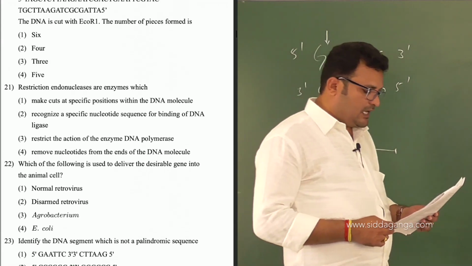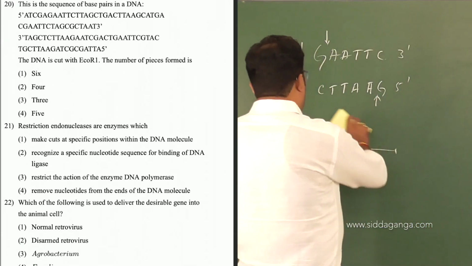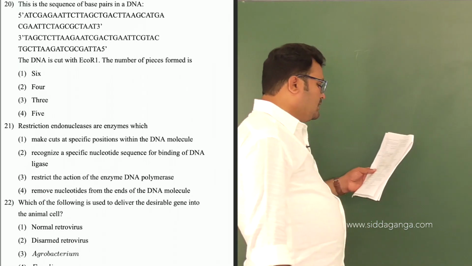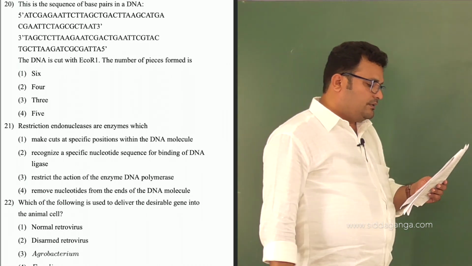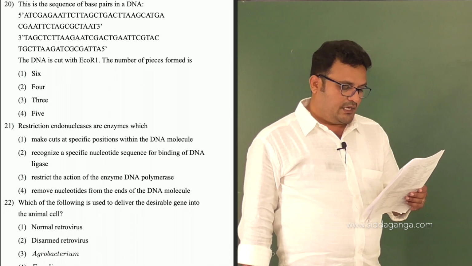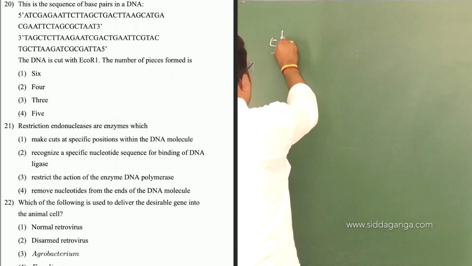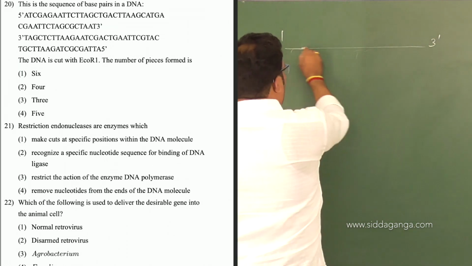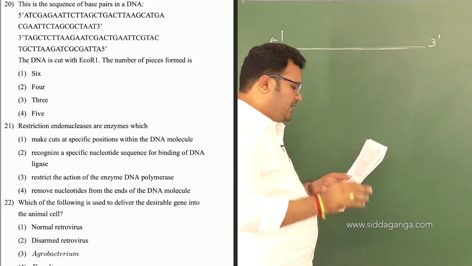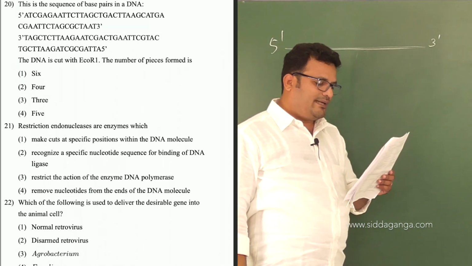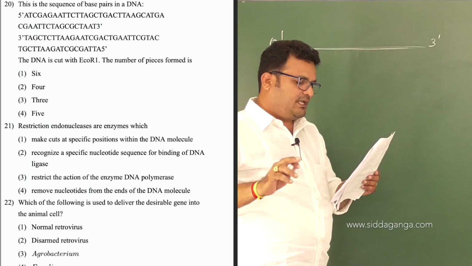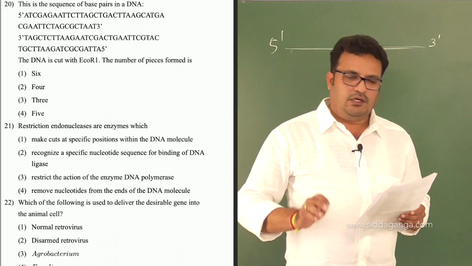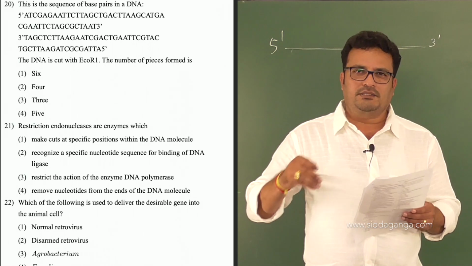Yes, in the 20th they have given a sequence of nucleotide bases. You need to recognize the sequence of base pairs in the DNA, that is 5 to 3, starting from 5 and ending with 3. So here the base sequence is given: A, T, C, G, A, GAA, TTC, okay? And again TA, G, CT, GA, CTT. So like that they have given, and don't go through all the sequences, right?